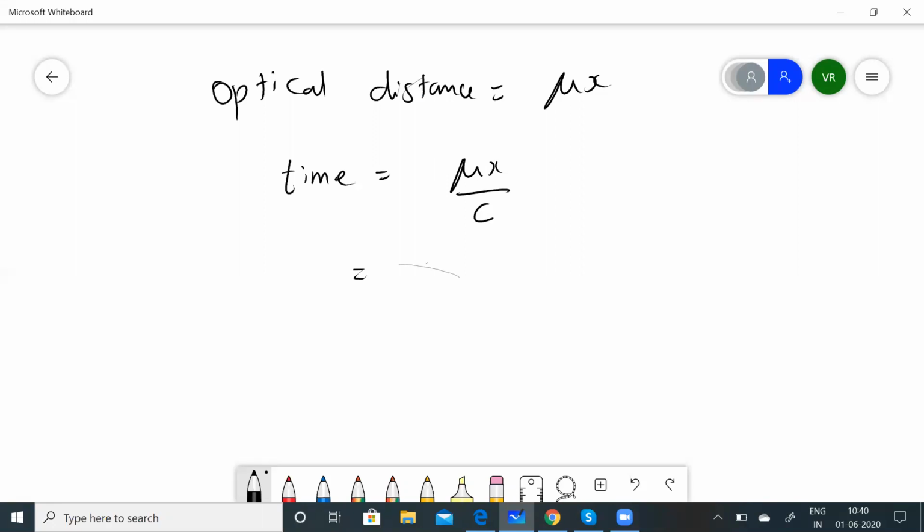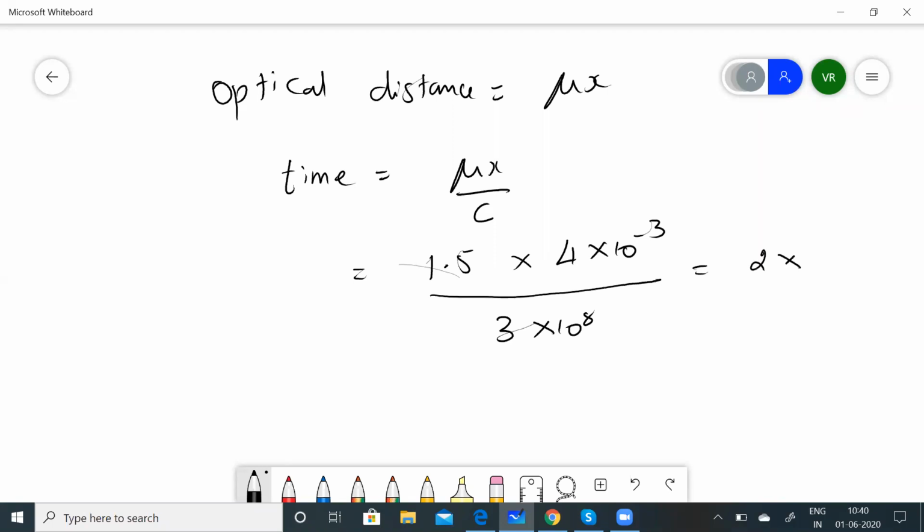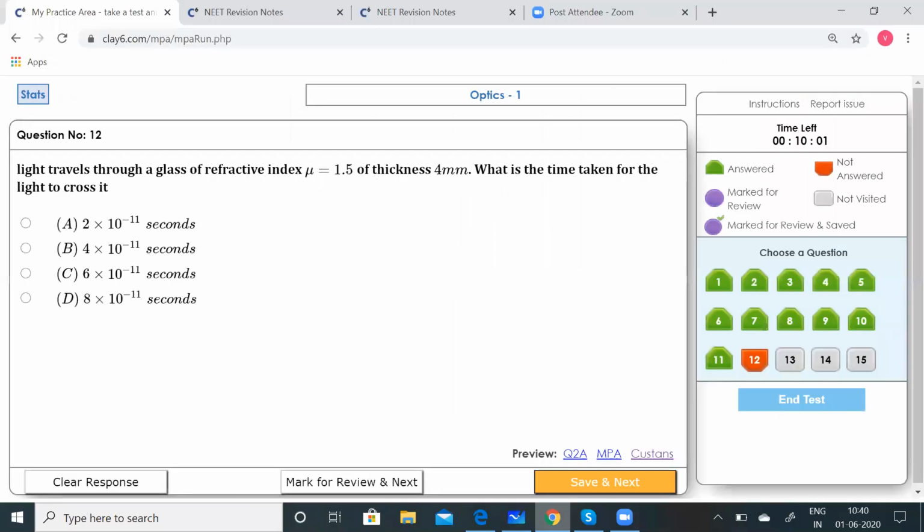Having known all the values, we can just quickly substitute. 1.5 into x, which is given as 4 into 10 to the power of minus 3, divided by c, which is 3 into 10 to the power of 8. When you simplify this, it gives you 2 into 10 to the power of minus 11 seconds. Let's see which option is correct. Yeah, option A is correct. Save that, go to the next.